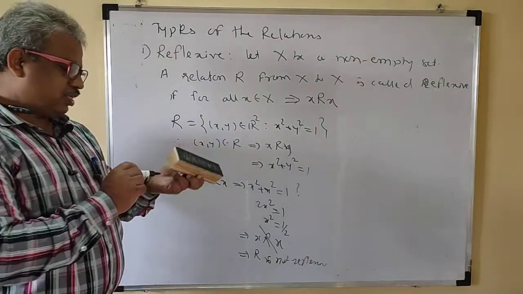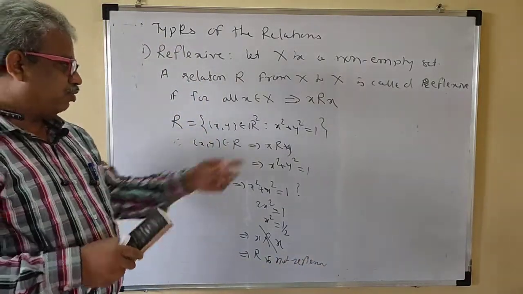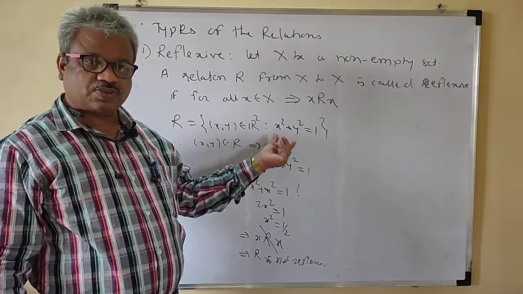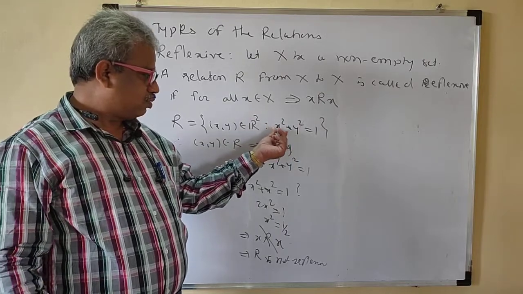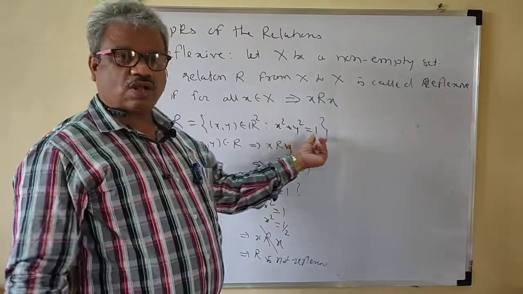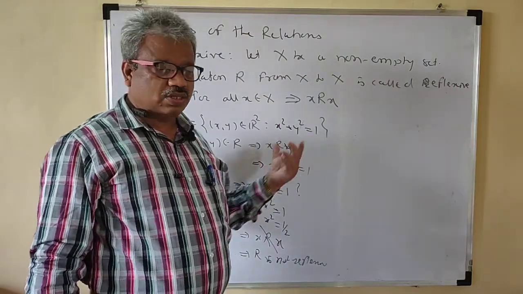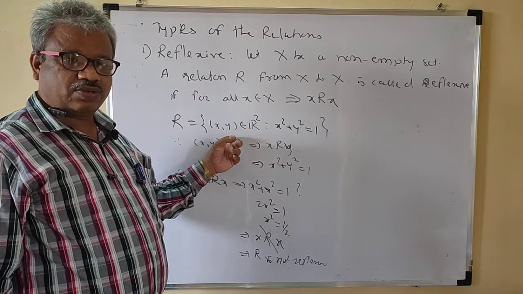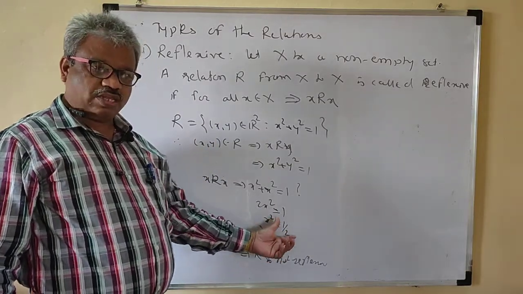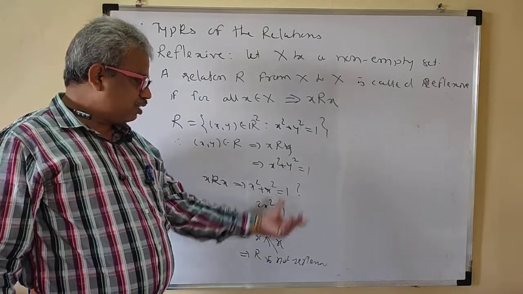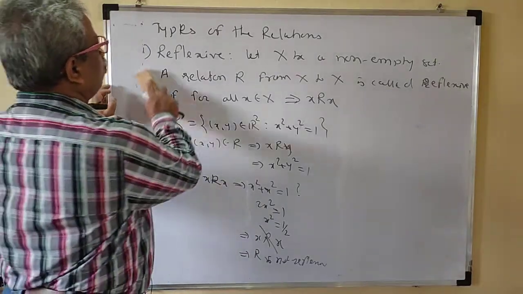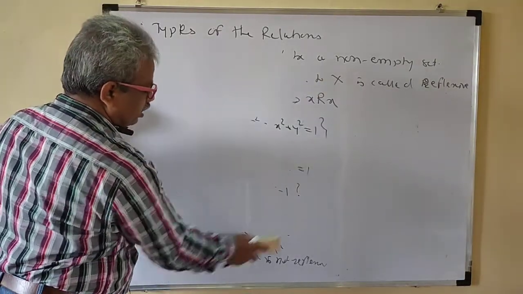Now see, 1 square plus 1 square is also not 1. That means the sum of the square of the number and itself is not 1 for every element. So every x is not related to x. Here x square would need to be such that the sum is 1. So this is not a reflexive relation. For reflexive, every element must be related to itself.